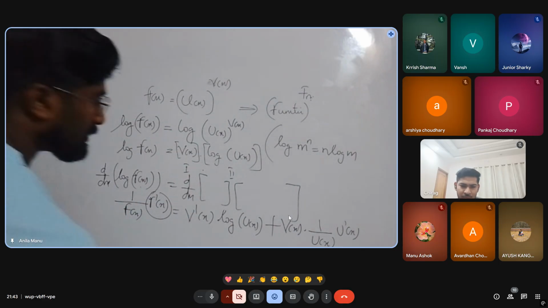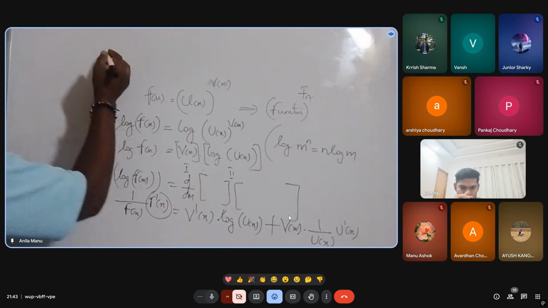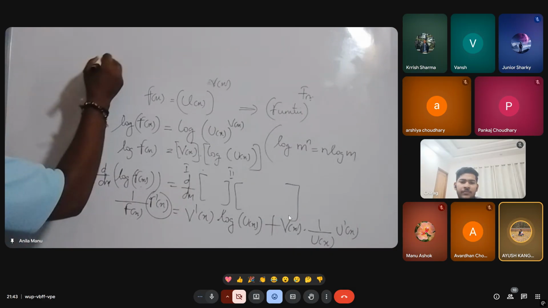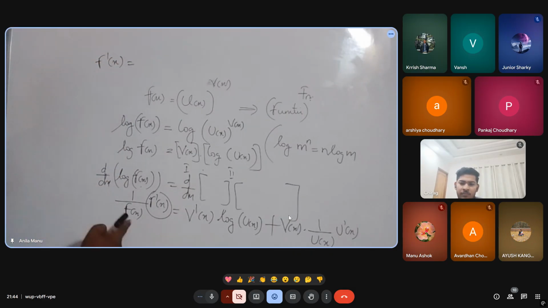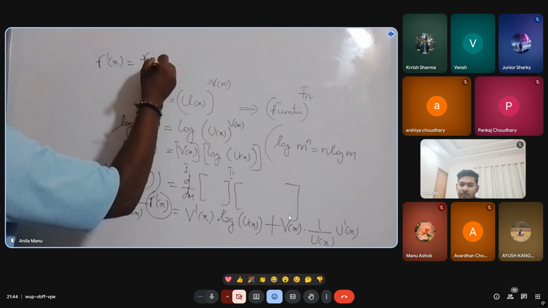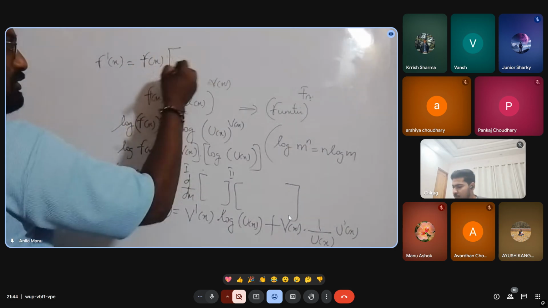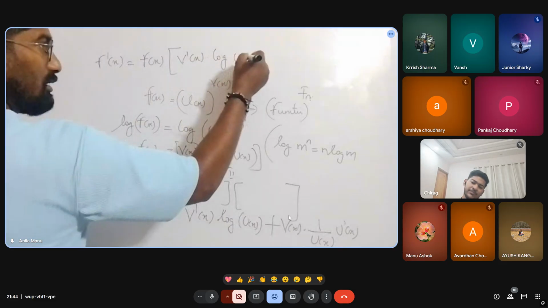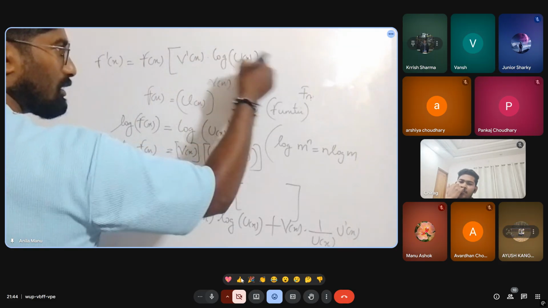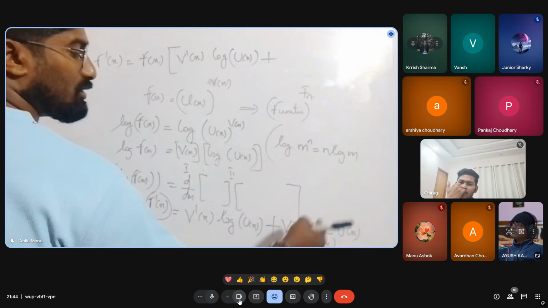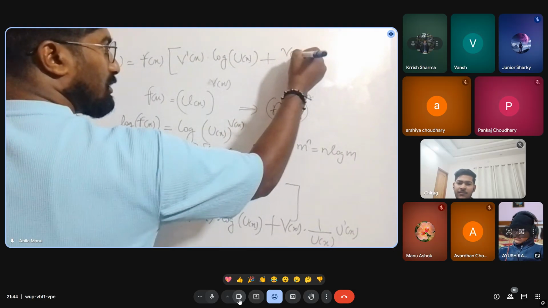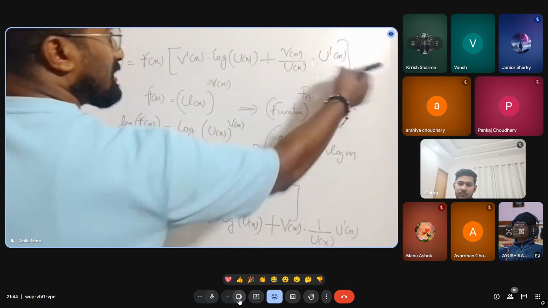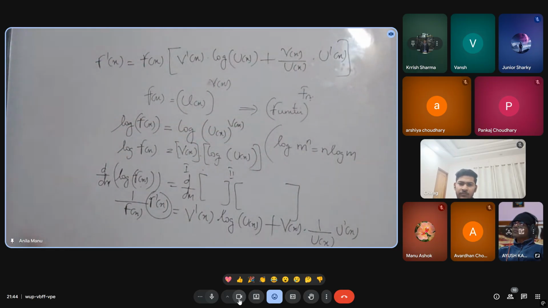This f of x we have to transpose. So we get here. Can you see if I write here? Yes, sir. Okay. So f dash of x is equal to, I am transposing this f of x. So on the right side it will be f of x into v dash of x into log u of x plus v of x into 1 by u of x into u dash of x. Is it clear?